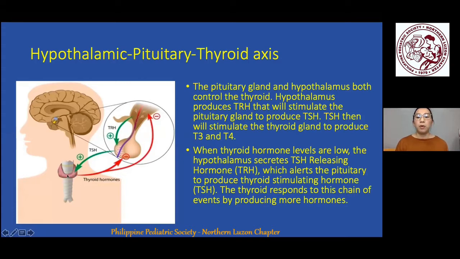When the thyroid hormone levels are low, the hypothalamus secretes TSH releasing hormone or your TRH, which will alert your anterior pituitary to produce your TSH. The thyroid responds to this chain of events by producing more hormones. If the thyroid hormones are at normal level, they will send a negative feedback to your anterior pituitary and to your hypothalamus to downregulate their production so that there will be normal regulation.